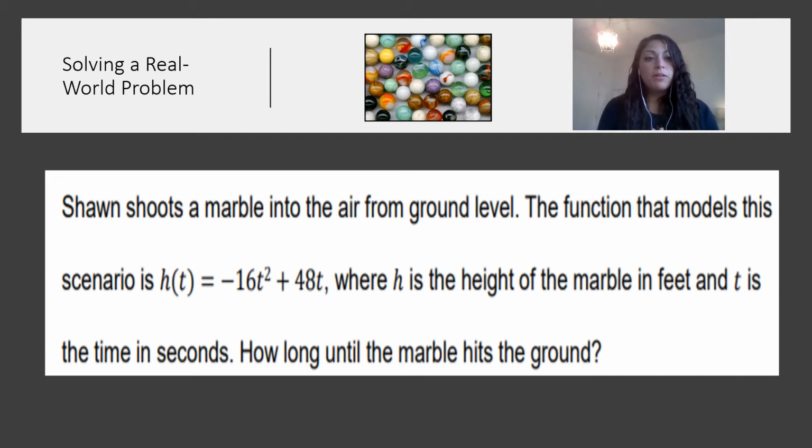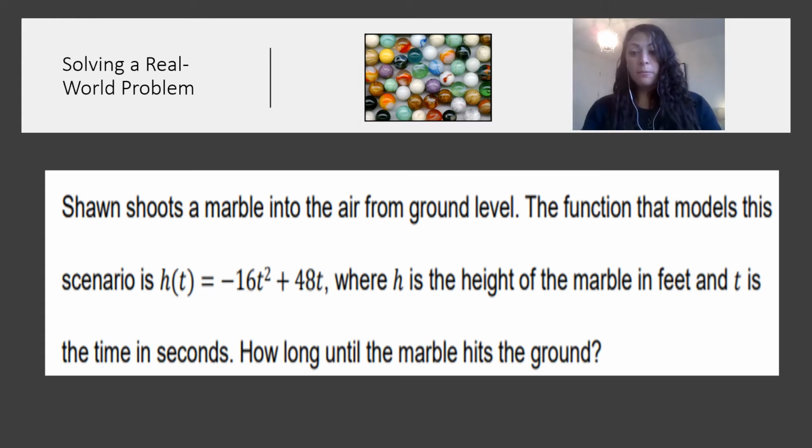So we have our problem. Sean shoots a marble into the air from ground level. The function that models this scenario is h of t equals negative 16t squared plus 48t, where h is the height of the marble in feet and t is the time in seconds. How long until the marble hits the ground? So we are presented with our first question.